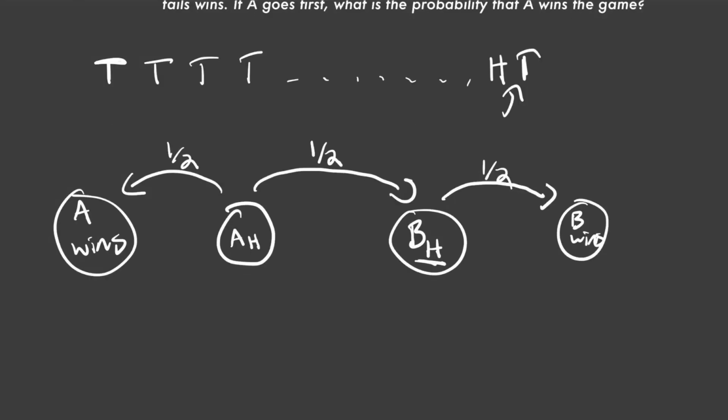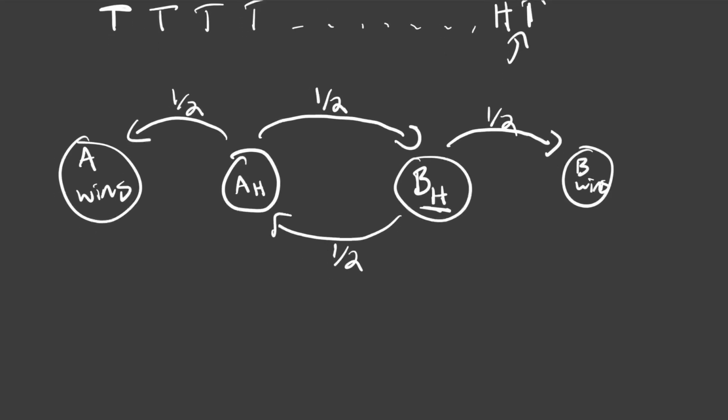Also, if we're player B and we're facing a heads, well then we also have a 1/2 probability of flipping a heads ourselves too. So there's a 1/2 chance that we go back to the state where A is facing a heads. But we also have two more states, right? We have the state where A is facing a tails and the state where B is facing a tails. So what are the probabilities for these?